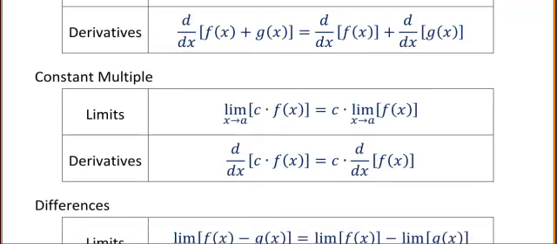Same thing, a constant multiple. The limit of a constant times f of x is the constant times the limit of f of x. We can take constant factors outside of the limit. Well, the same thing works for the derivatives. The derivative of a constant times a function is the constant times the derivative of the function. We can take constant factors outside of the derivatives.